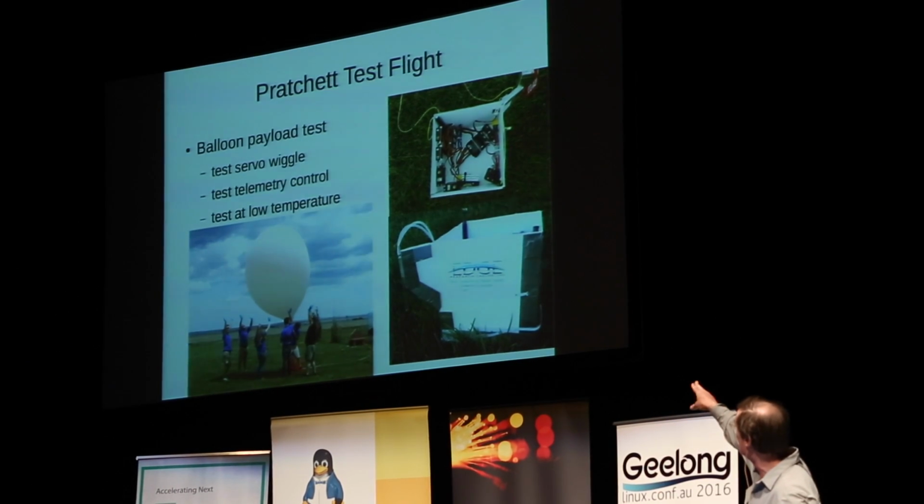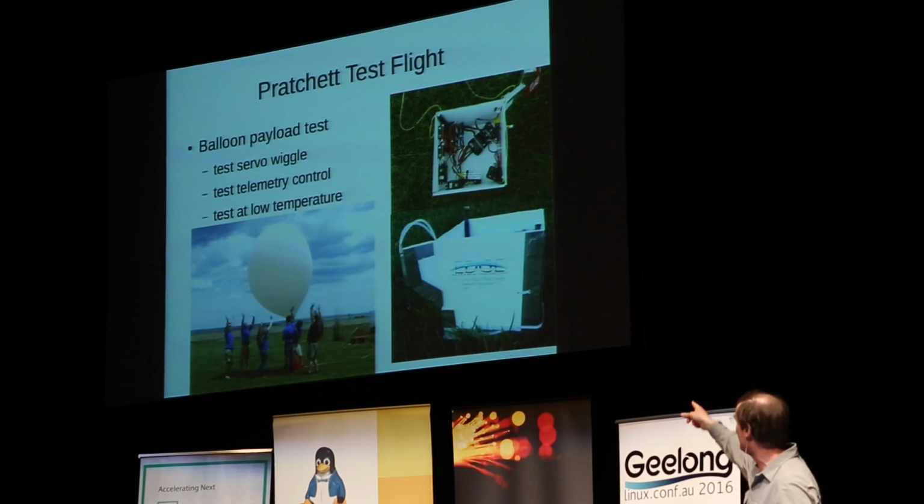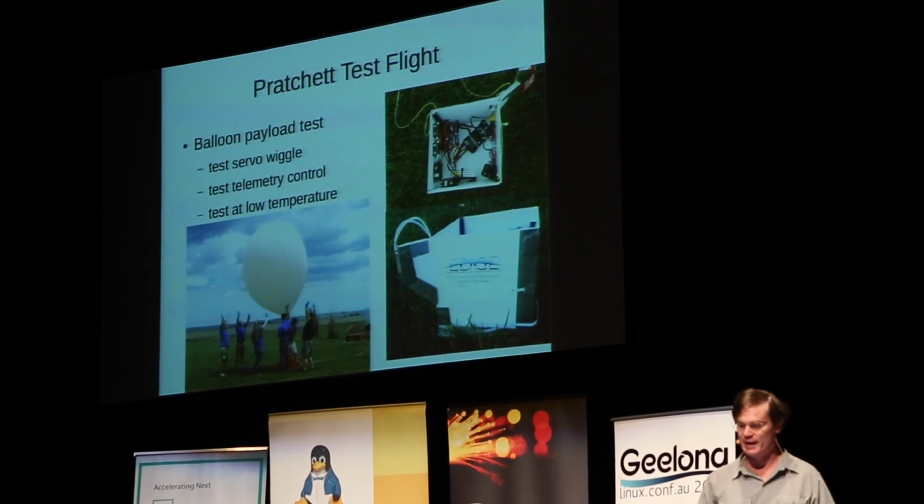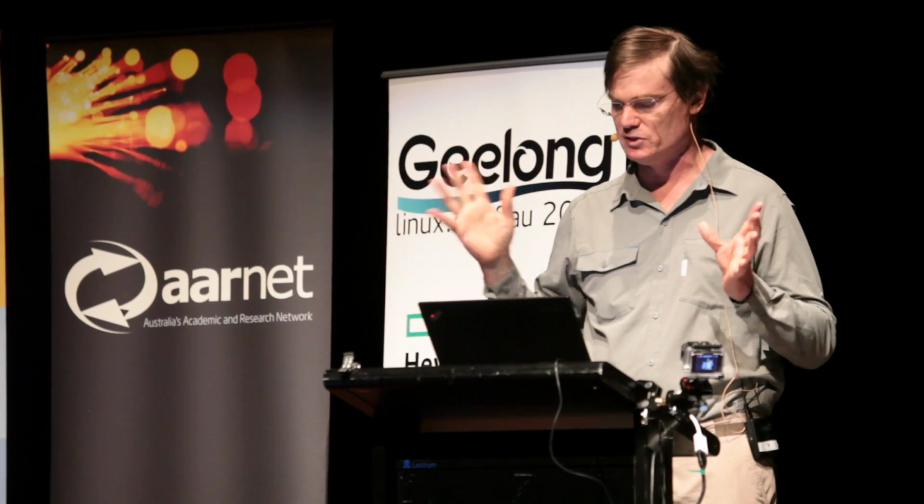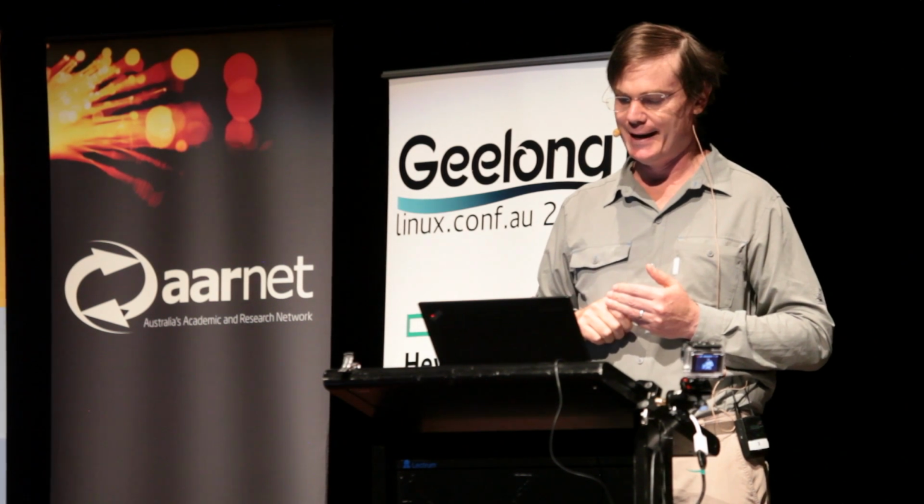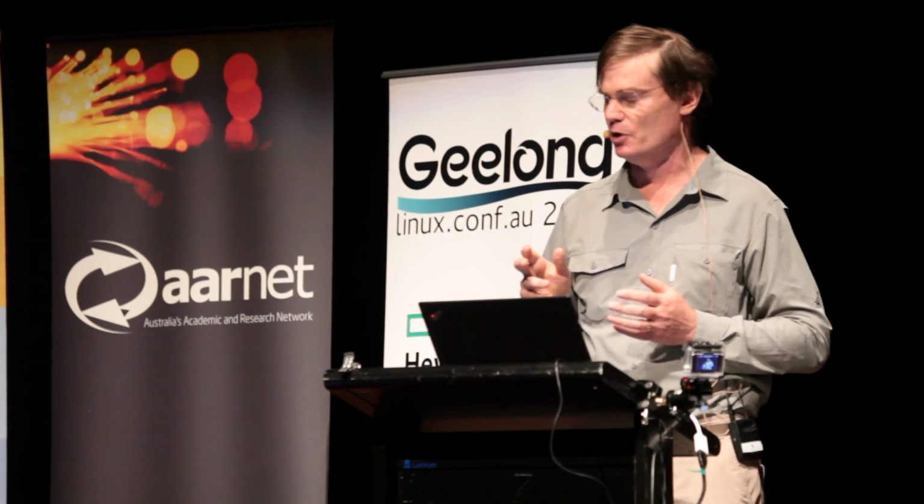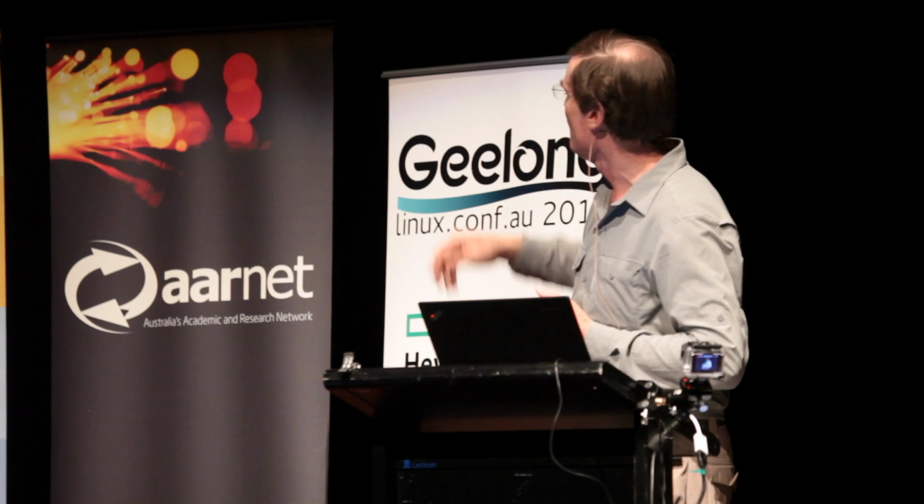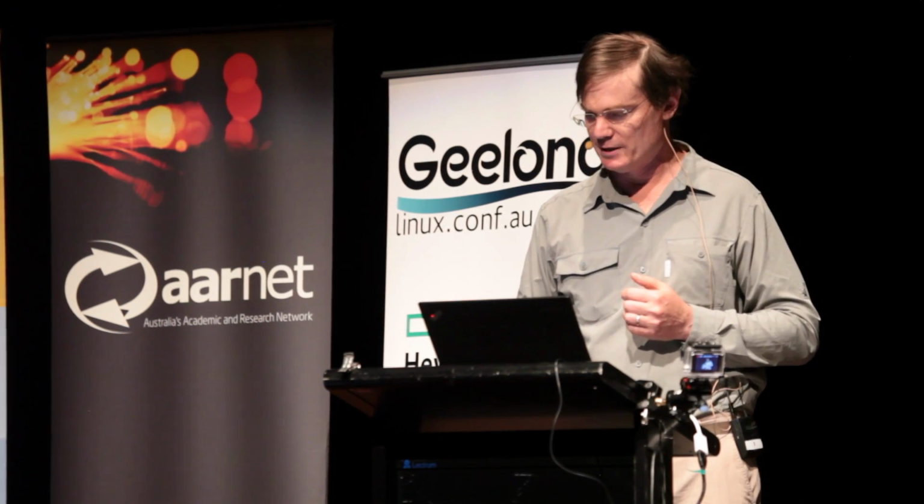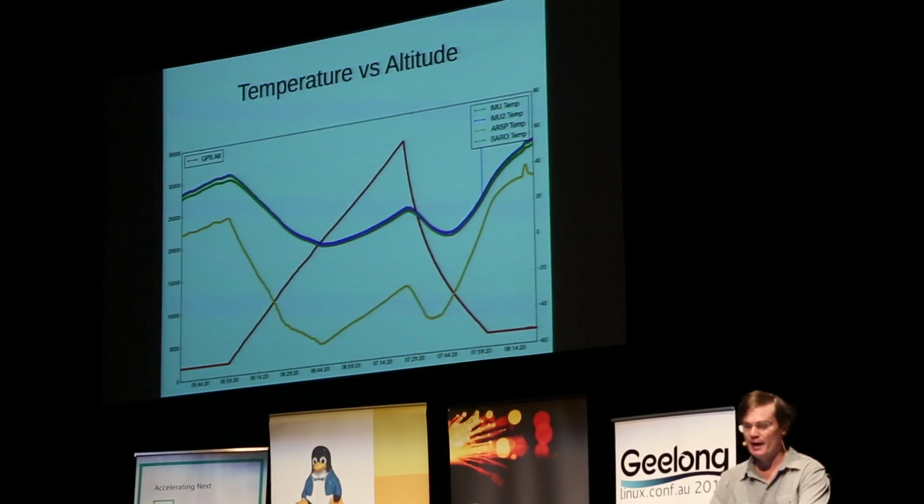So we had this little payload in a styrofoam box and the airspeed sensor sticking out on the left there, because the airspeed freezing up was a potential issue. And then that's the balloon launch on the bottom left corner there, and we ended up getting a good flight.